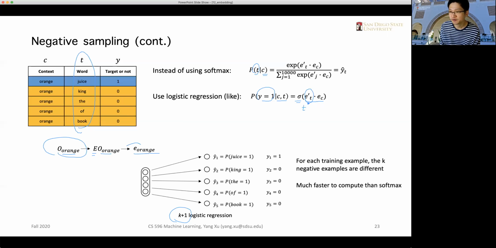So this is significantly faster to compute than the softmax. And the technical detail is that the k negative examples are different in each training iteration. When you iterate over the training data sets, you go through each word and examine the left context and right context given one context word. So you need to sample a different set of words each time when you go through each context word.